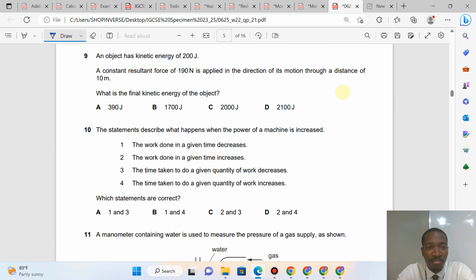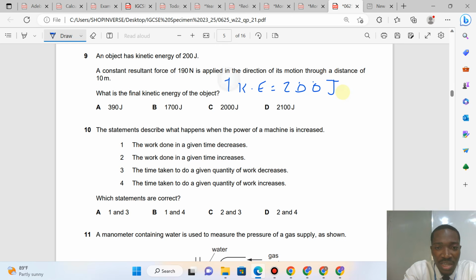Question 9. An object has kinetic energy of 200 joules. A constant resultant force of 190 Newton is applied in the direction of its motion through a distance of 10 meters. What is the final kinetic energy of the object? Now take note that initially the kinetic energy of the object is 200 joules, right? Good. That is the initial kinetic energy. Now you are adding a kinetic energy of what?